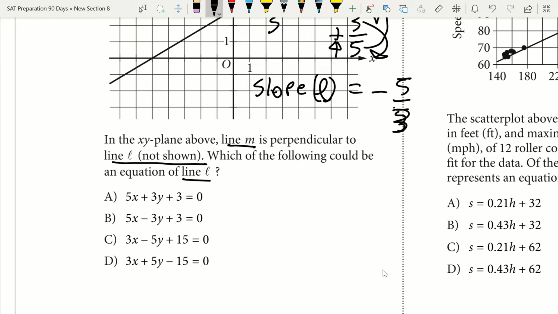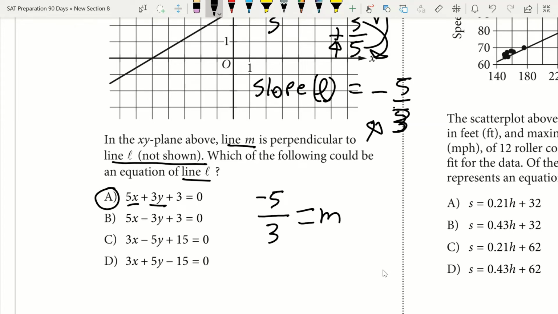Okay, so what we're going to do is we're going to flip the sign of whatever our x value is. So in A, I see it's 5x. What I'm going to do is I'm going to flip that sign. So I'm going to say negative 5. Okay, and then after that, I divide by whatever my coefficient from my y variable is. I see that that's 3 there. So I divide by 3. That's my slope for that equation. I see that slope is negative 5 over 3, which is equal to my slope for L. So A will be my correct answer.